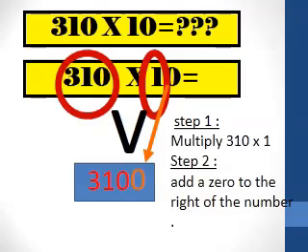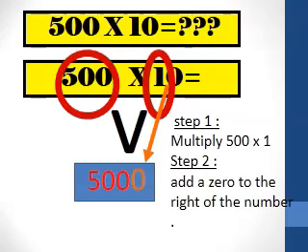Now, if you look at this one, we have 310 multiplied by 10. So I multiply 310 by 1, we get 310, and then you add the 0 to the right of the number. So whatever you have here, you just multiply it by 1, you put the number as it is, and then you add the 0 to the right of the number.